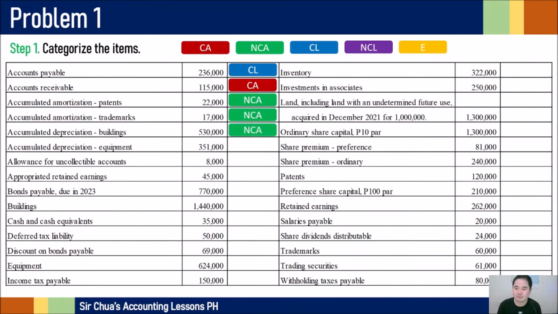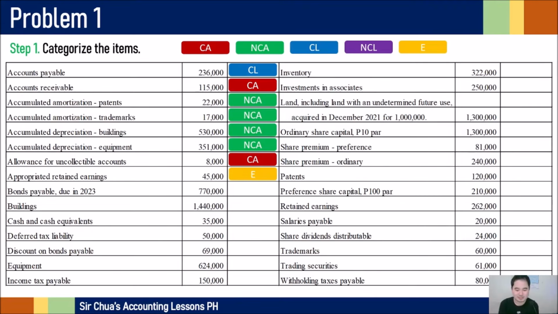How about your accumulated depreciation for your equipment? That's also a non-current asset, contra asset. Allowance for uncollectible accounts will fall under current asset, pero that will be deducted from your accounts receivable. Appropriated retained earnings is equity. Bonds payable due in 2023.